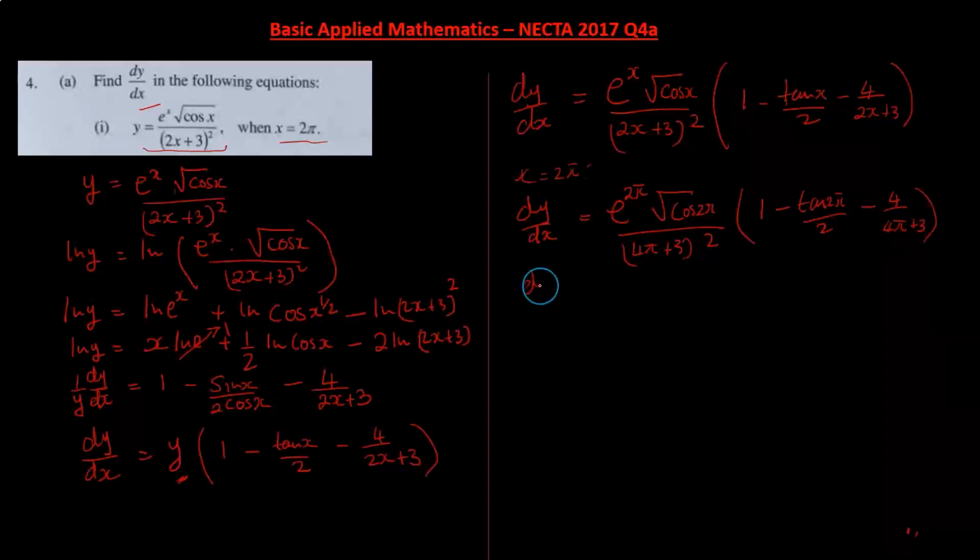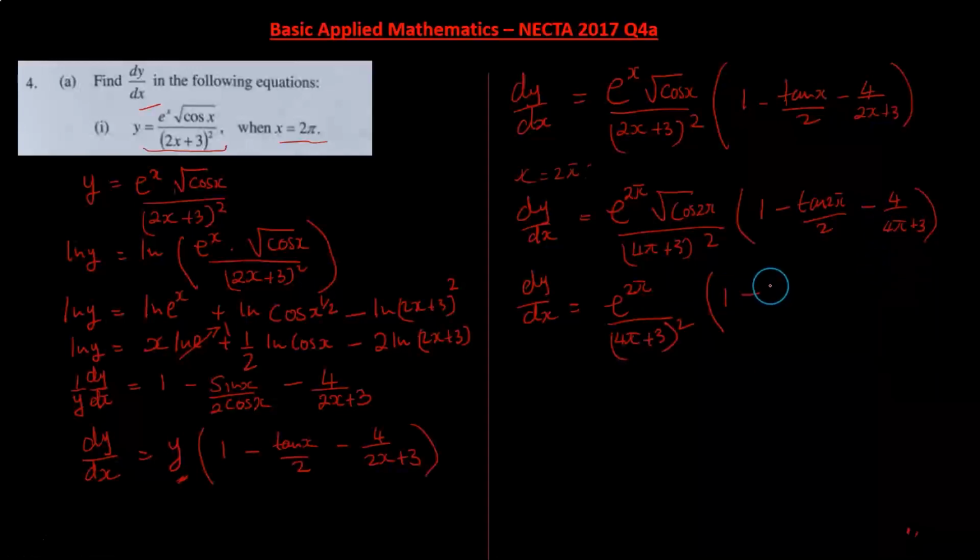Okay, so dy/dx is equal to e^2π. Now cos 2π, let's go 360, that will be equal to 1. So you'll just be left with that, and you will have (4π + 3) squared. And what do we have inside? Well, tan 2π, tan 360 is 0. So you have 1 minus 4 over 4π + 3.